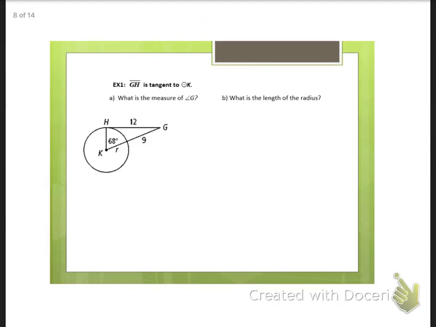All right, what is the measure of angle G? Well, I said if I have a tangent line connected to a radius, it makes a right angle. And then what picture do I see? I see a triangle. So I do 180 minus 90 minus 68 to get the measure of angle G to be 22 degrees. Then it says, what is the length of that radius?